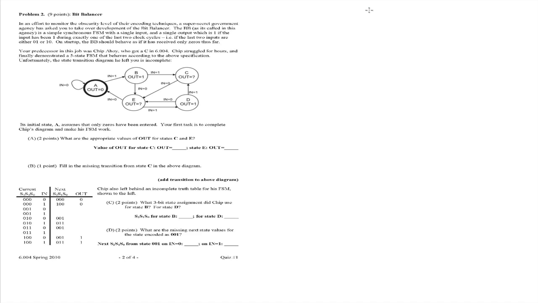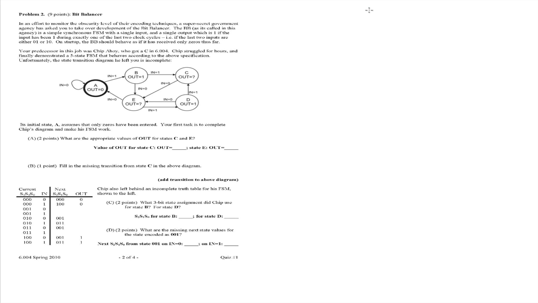Your predecessor in this job was Chip Ahoy, who got a C in 6004. Chip struggled for hours and finally demonstrated a 5-state FSM that behaves according to the above specification. Unfortunately, the state transition diagram he left you is incomplete. In its initial state, A, this assumes that only zeros have been entered. Your first task is to complete Chip's diagram and make his finite state machine work. What are the appropriate values for the outstates of C and E?